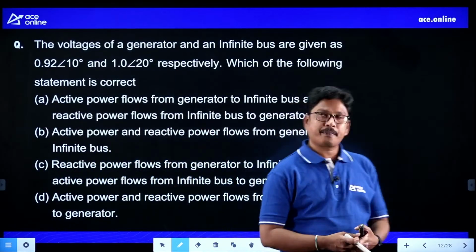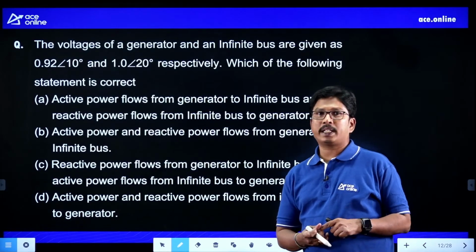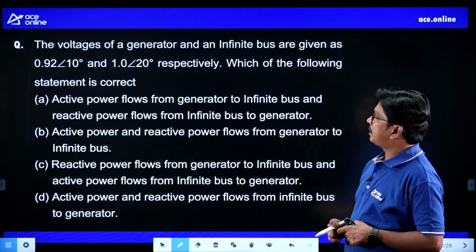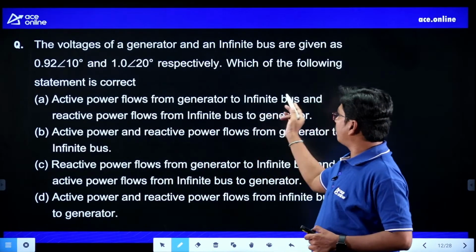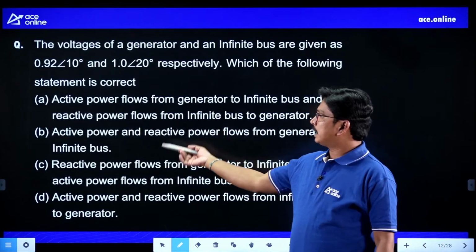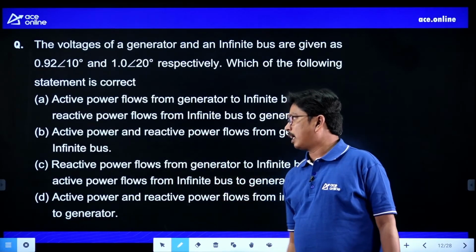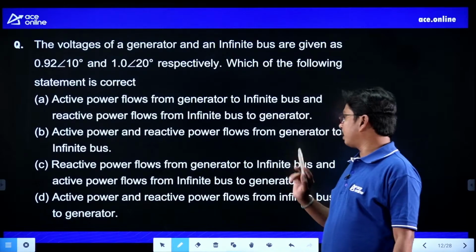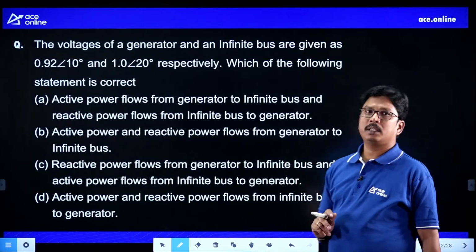The voltages of a generator and an infinite bus are given as 0.92 at an angle of 10 degrees and 1.0 at an angle of 20 degrees respectively. Which of the following statements is correct? The first one: the active power flows from generator to infinite bus and reactive power flows from infinite bus to generator. The second: active power and reactive power both flow from generator to infinite bus. The third: reactive power flows from generator to infinite bus and active power flows from infinite bus to generator. And option D: active power and reactive power flow from infinite bus to generator.